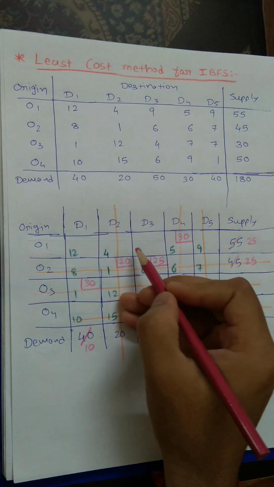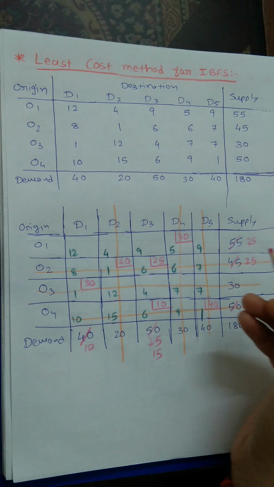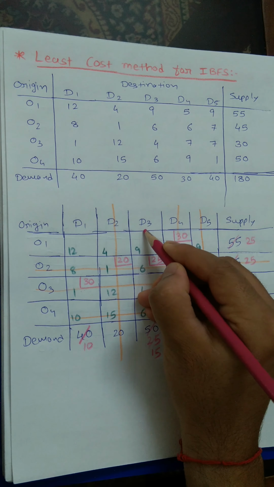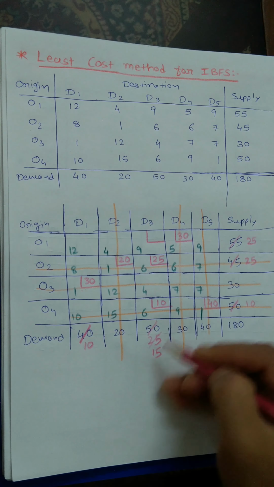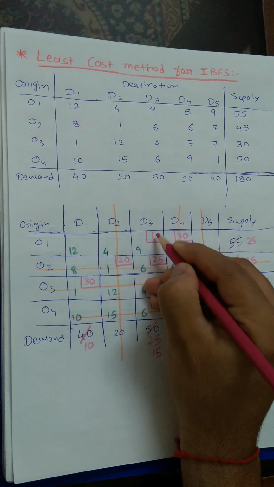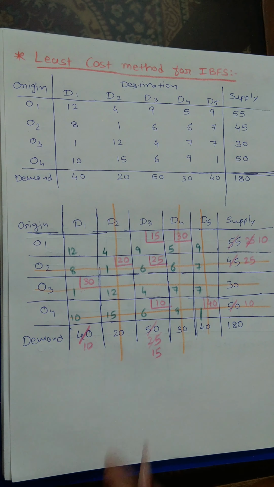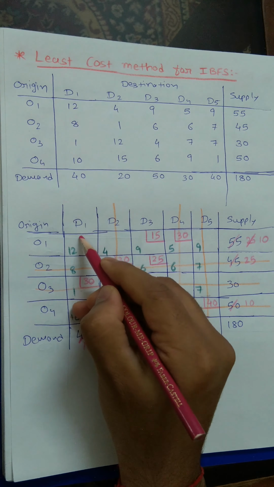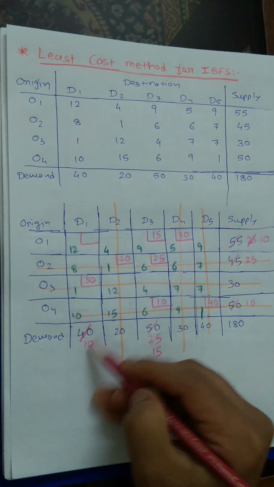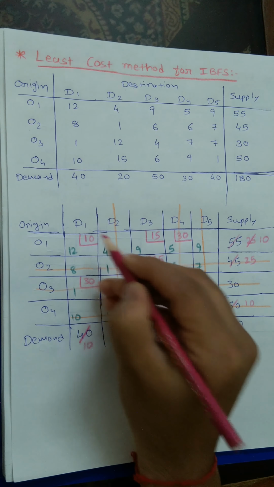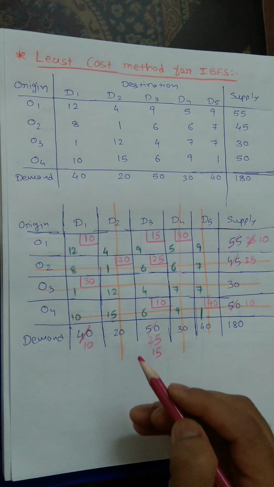Now the remaining two costs are only 9 and 12. So first allocate in the O1D3 cell for cost 9. And the allocation will be 15, the minimum of these two. And 25 minus 15 will become 10 for the O1 row. And at last in the O1D1 cell you can check both the values are the same, 10, and hence we can say that our calculation is correct.